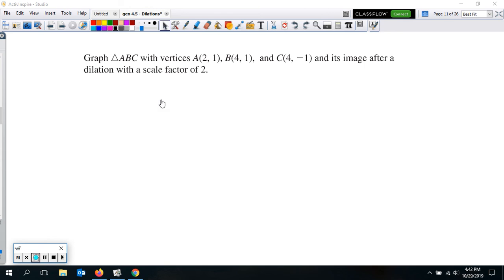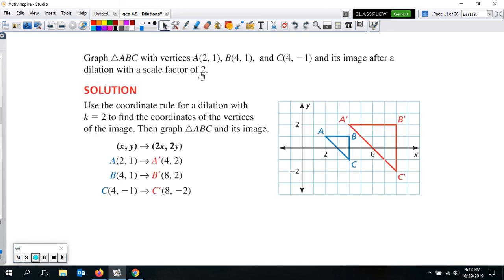Okay, so here's a couple. You don't need to write these down. I just wanted to show you how we would get this coordinate rule. So here are your vertices, the points that we have to change. It says the scale factor for the dilation is 2, so that means we're going to multiply 2 times the x and times the y. So our rule is this right here: 2x comma 2y. We would just plug in our numbers like 2 times 2 is 4, 1 times 2 is 2.